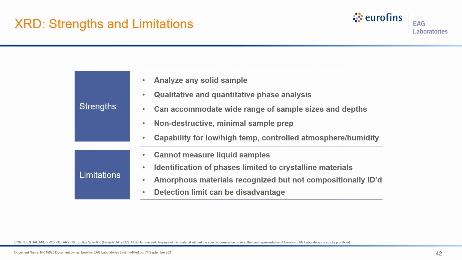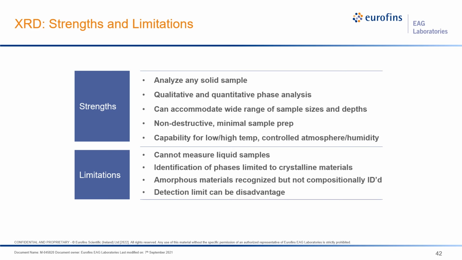Finally, for this section, I want to summarize what I've discussed of XRD by giving a brief snapshot of the key strengths and limitations of this technique. First, XRD can analyze almost any solid sample. We can gather qualitative or quantitative phase information about the material, the phases in that material. We can accommodate a wide range of sample sizes and thicknesses, and all of our tests are non-destructive with minimal sample prep. We do have the capability to do both low and high temperature measurements, as well as controlling atmosphere and humidity.